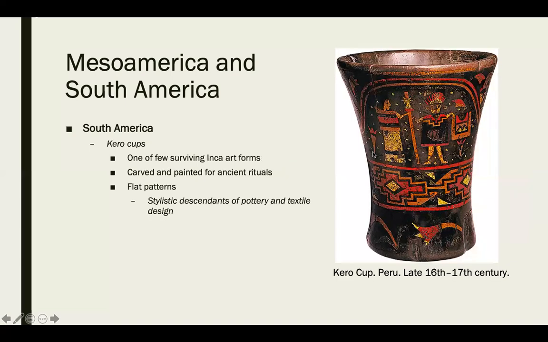And then lastly, this is a Kara cup. It's one of the few surviving Inca art forms today. It's carved and painted for ancient rituals. The flat pattern is used for stylistic descendants of pottery and textile design. You can tell this flat geometric style is very much that of the textiles, and just like the wooden shape that we have here that's being carved is very telling of the pottery as well.